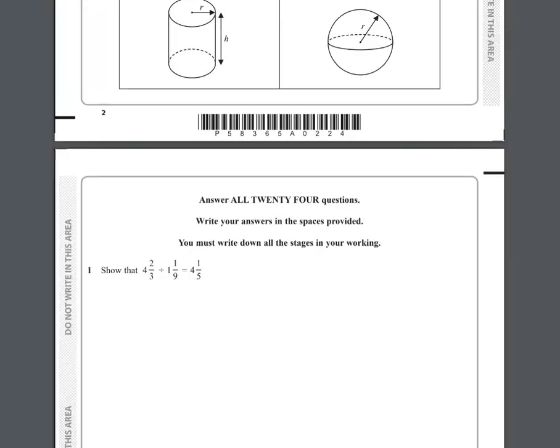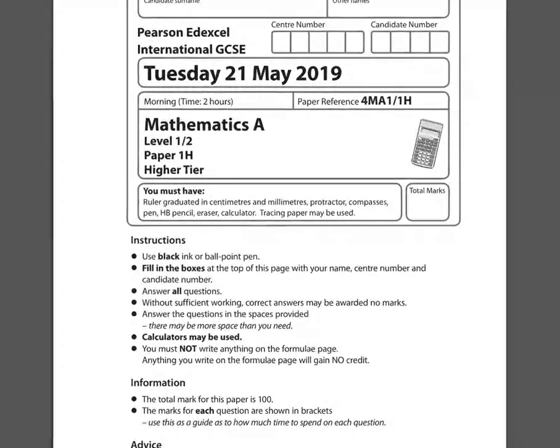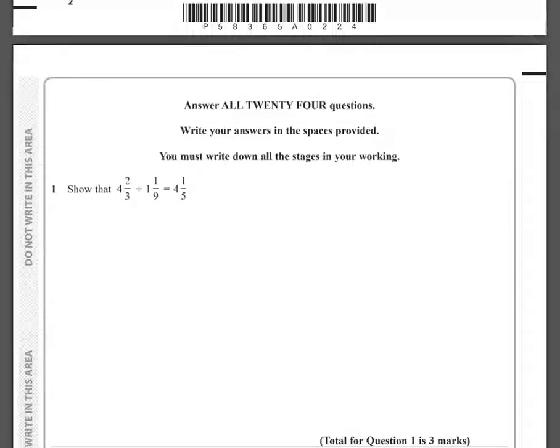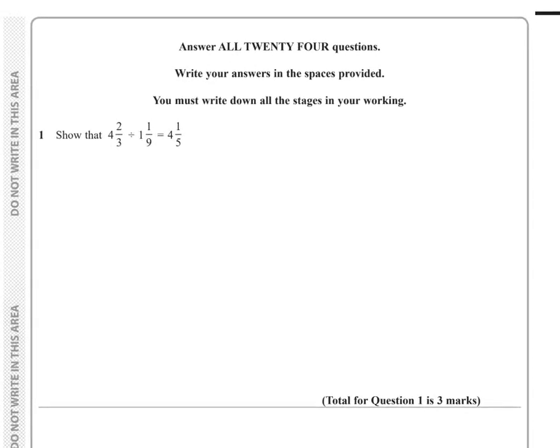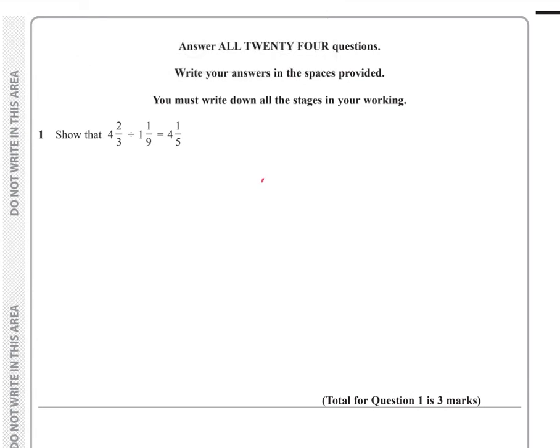Okay, so this is the Summer 2019 1H Higher Tier iGCSE Edexcel paper, and we start with the following question. Show that 4 and 2/3 divided by 1 and 1/9 equals 4 and 1/5.